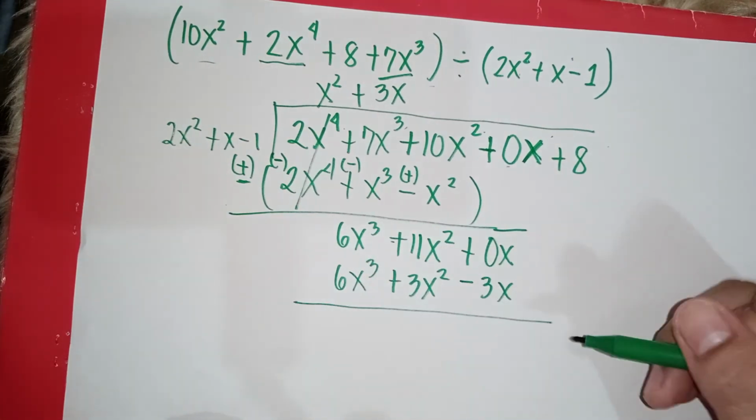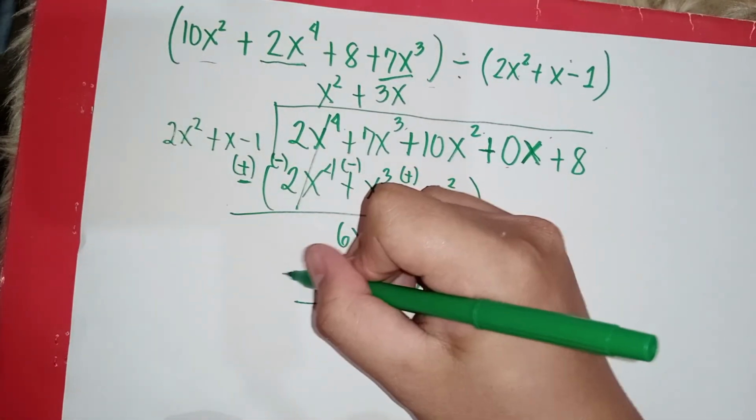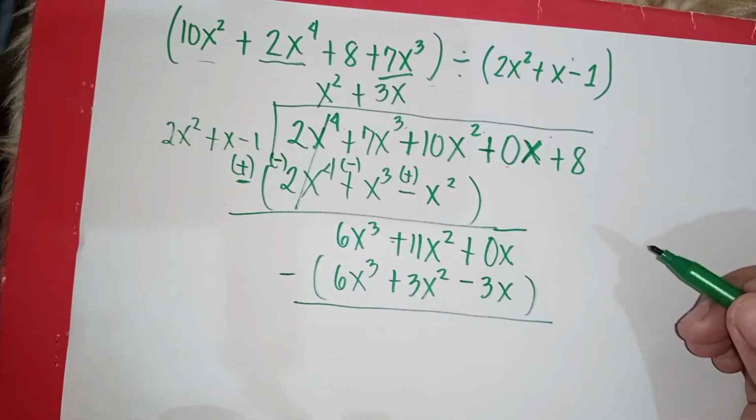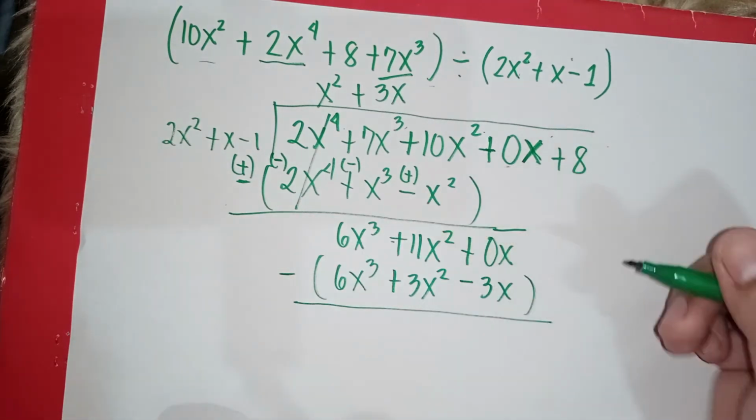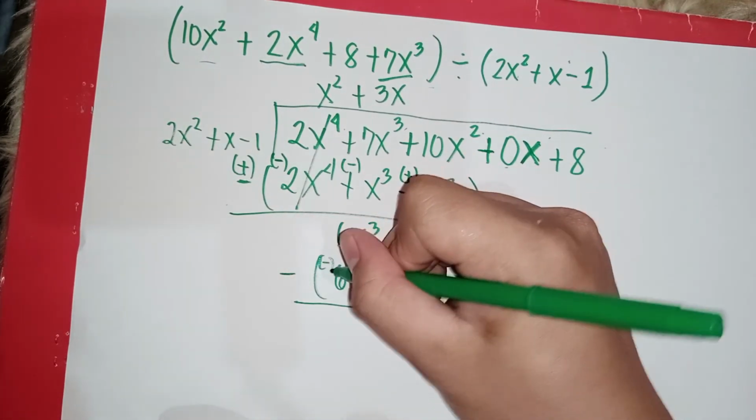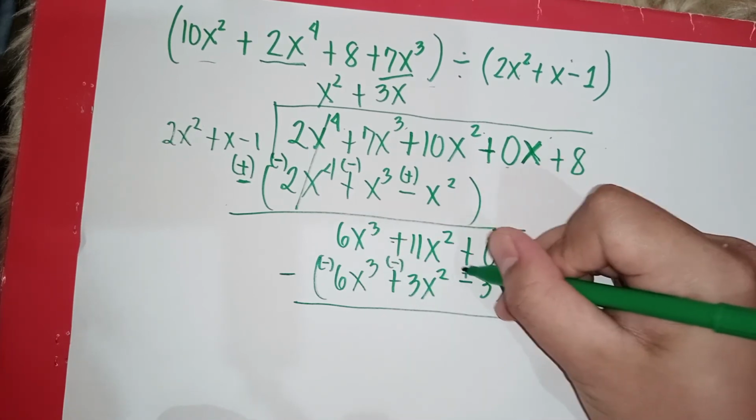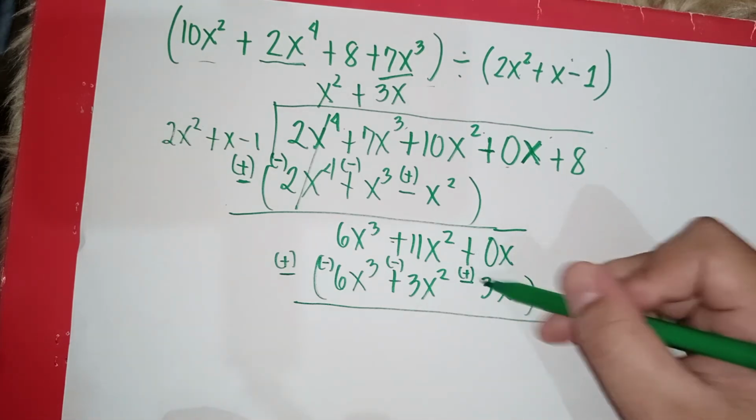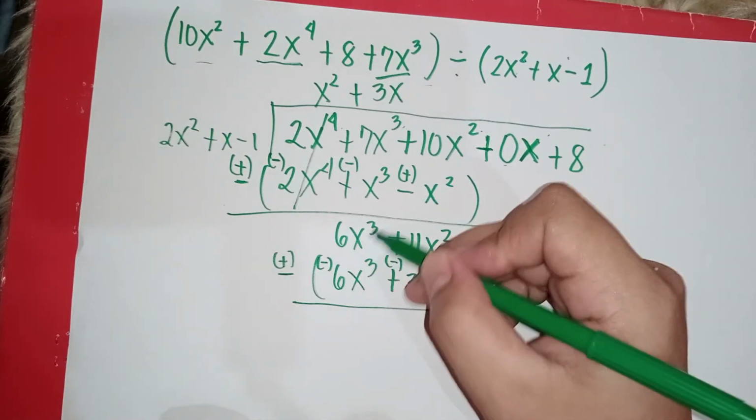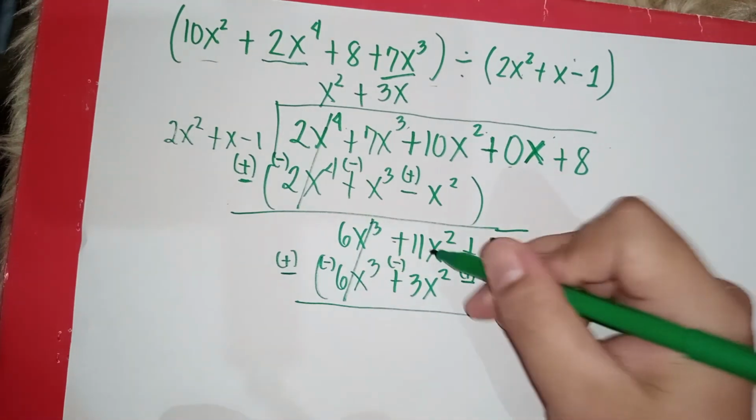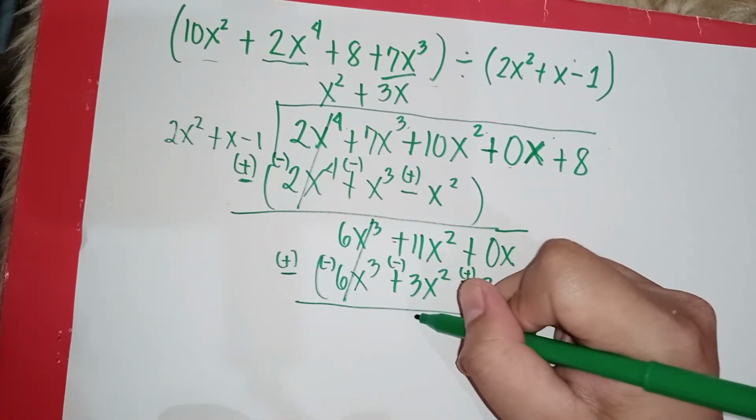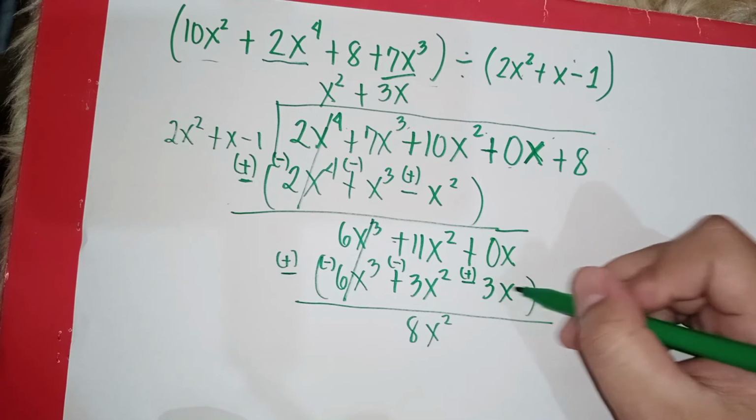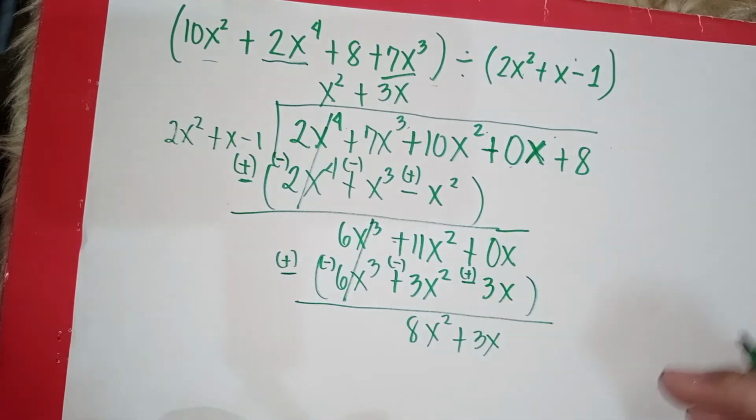Okay? Then, again, we are going to subtract. So, when you subtract, the terms of your subtrahend nag-change ang kanilang mga signs. So, from positive, this is now negative. This is negative. This is positive. And you have to proceed to addition. So, dito muna tayo, sorry. 6x cubed minus 6x cubed, this is 0. 11x squared minus 3x squared, that is 8x squared. Okay? 0x plus 3x, this is plus 3x.